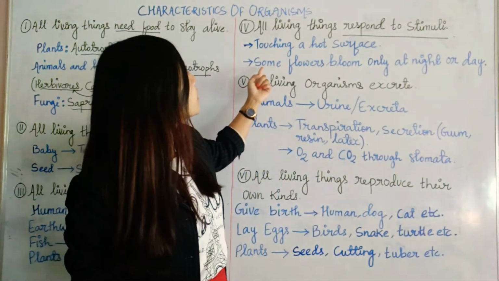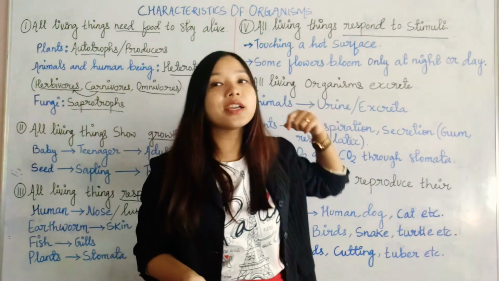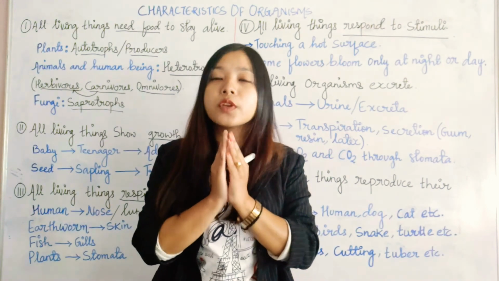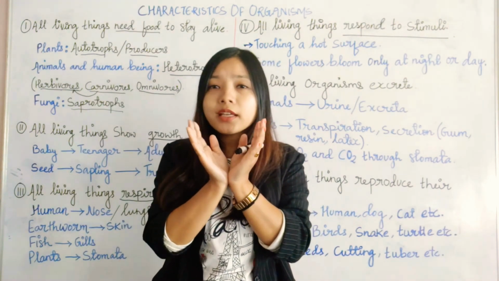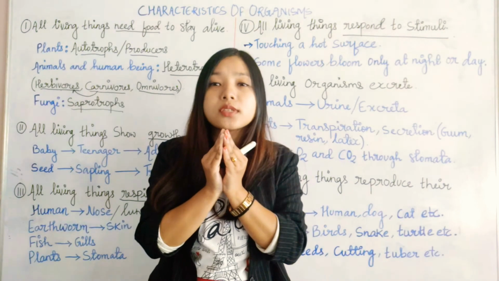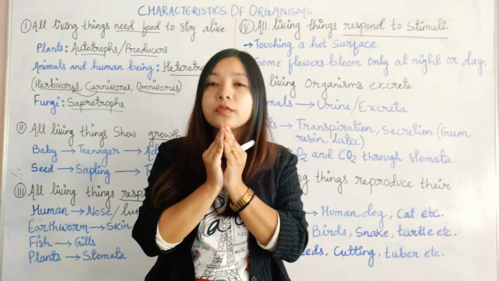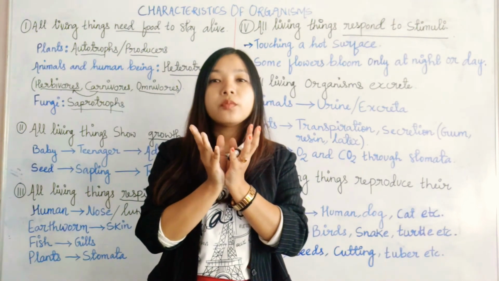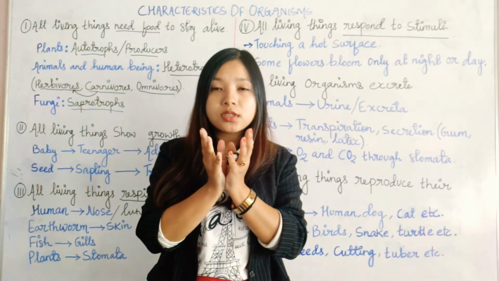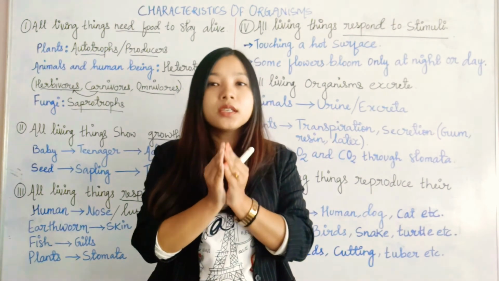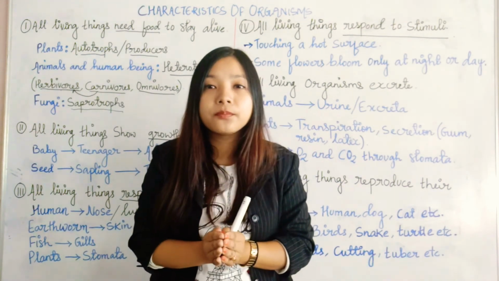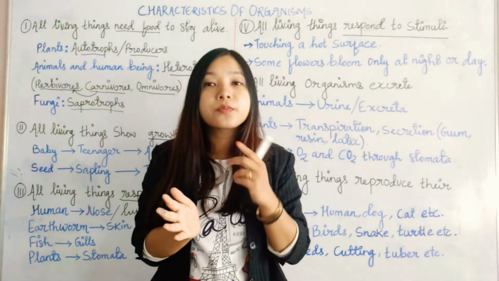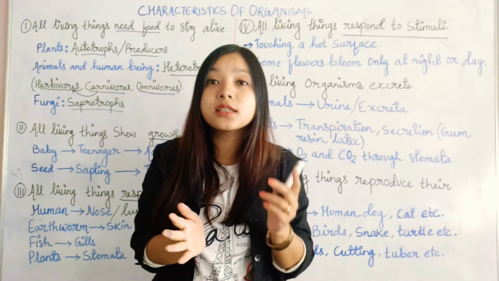Next example is some flowers bloom only at night or day. There are some flowers which only bloom during the night or only during the day, and when the night comes, it slowly closes. For example, a pumpkin flower blooms in the early morning, and as the night approaches it slowly closes up again. Here, what is the stimulus? The flower is opening and closing in response to the presence of sunlight, the intensity of sunlight.